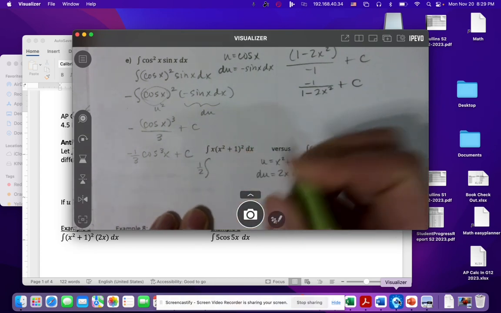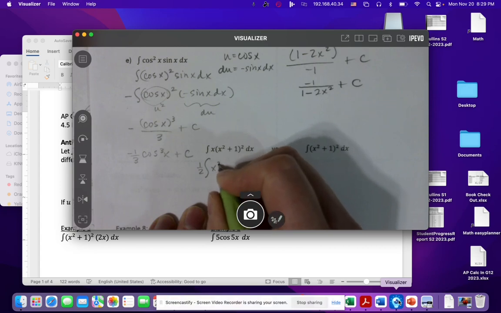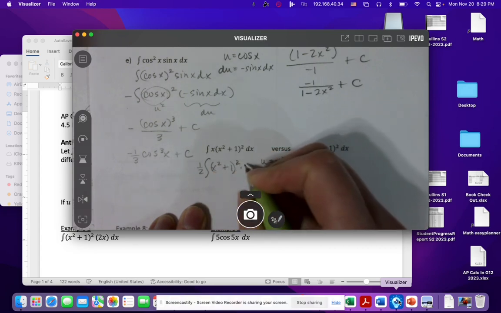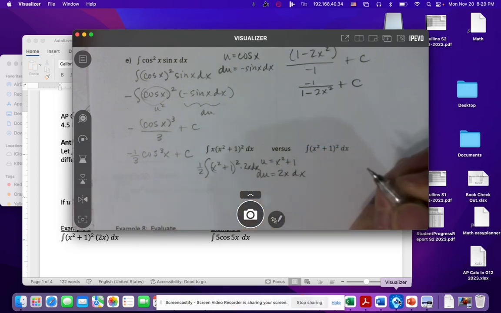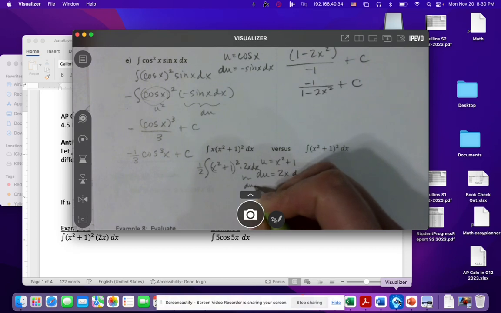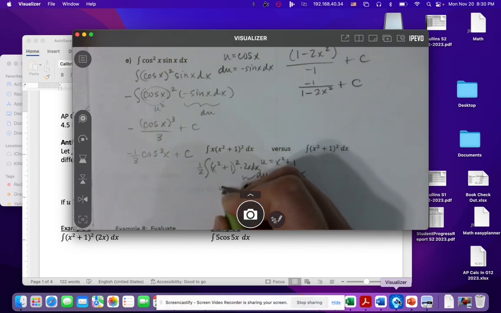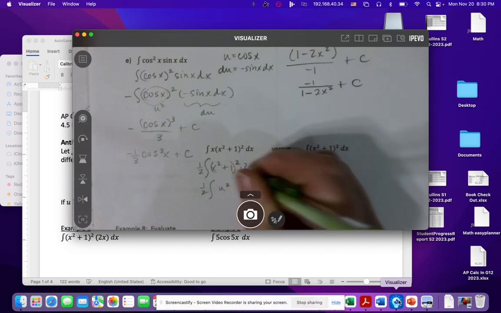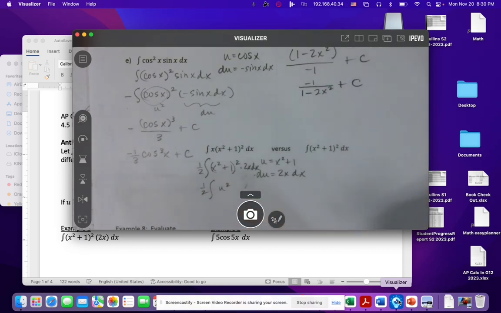I have my integral. I would have x squared plus 1 squared, and then I'd have times a 2x dx. And I could do this now, right? This is my du. This is going to be a u squared. I have a 1/2. Maybe I'll just write this in a better, prettier format. So then you would just solve, right?